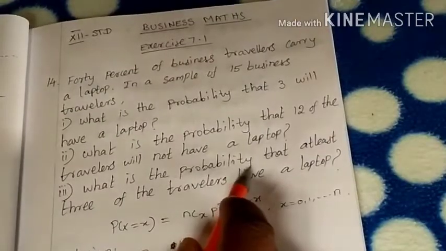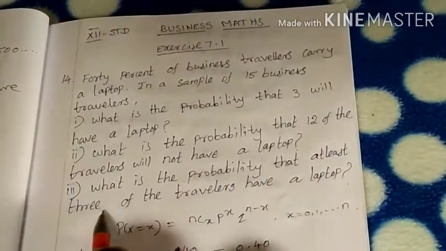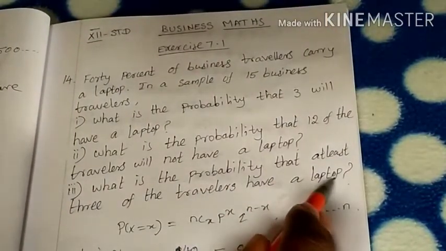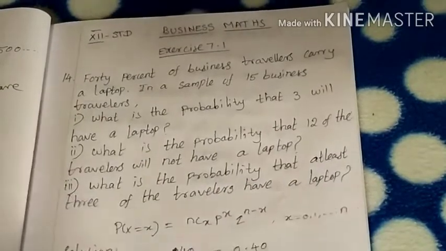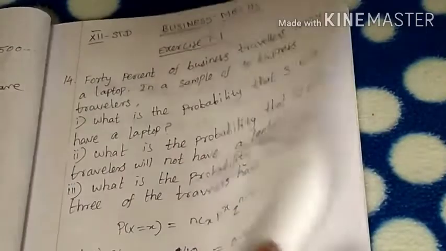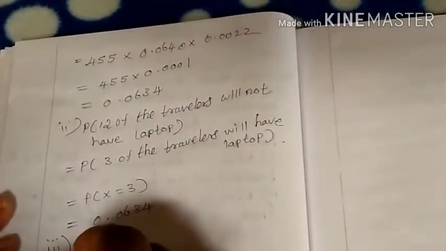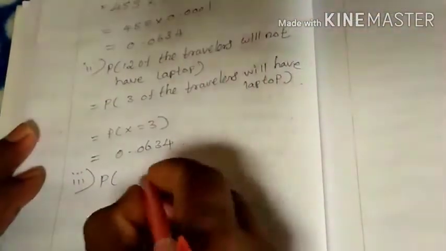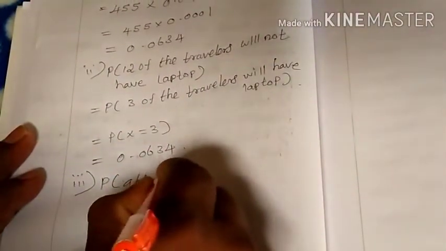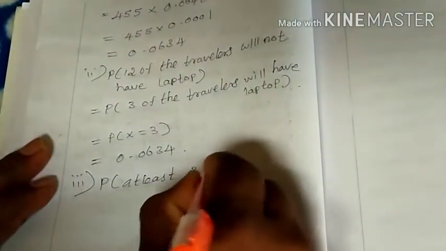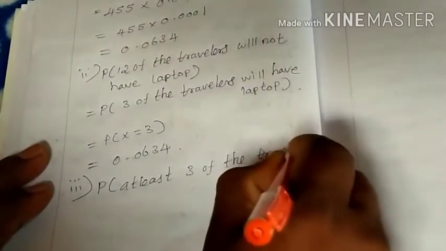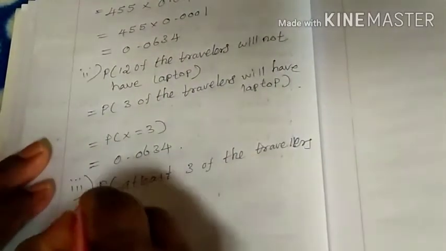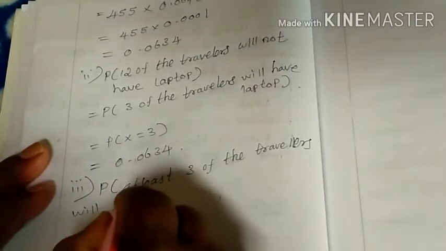What is the probability that at least 3 of the travelers have a laptop? Okay, this is your third question. Probability of at least 3 of the travelers will have a laptop.